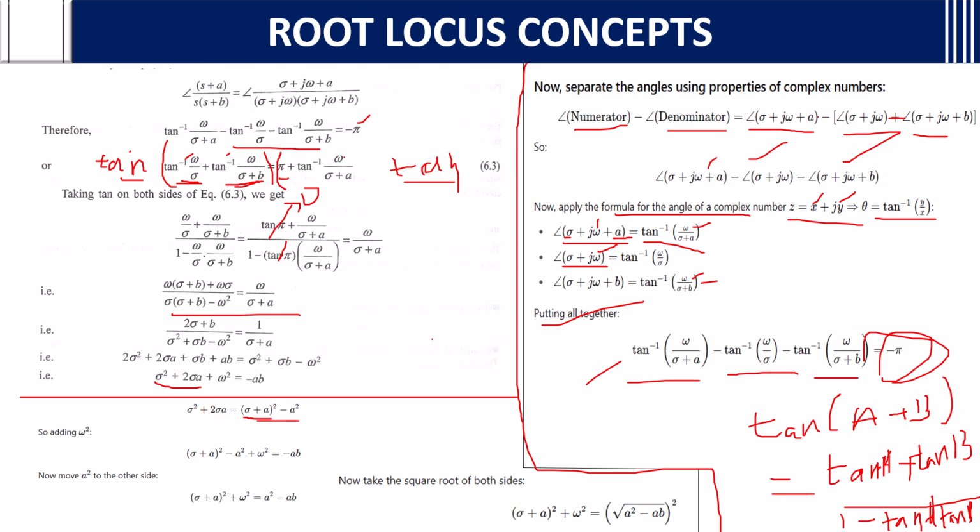See, sigma plus A whole square is what? A plus B whole square. Sigma square plus A square plus 2 sigma A, minus A square.